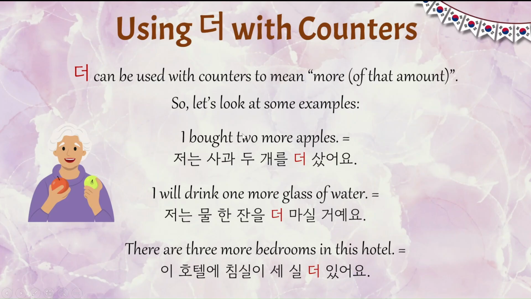Now, if you have to say, I bought 2 apples, 저는 사과 2개를 샀어요. But here you have to say, I bought 2 more apples. So here you have to emphasize that you bought something more, and therefore you use 더. 사과 2개를 더 샀어요. Okay, you bought something more. So 더 샀어요.